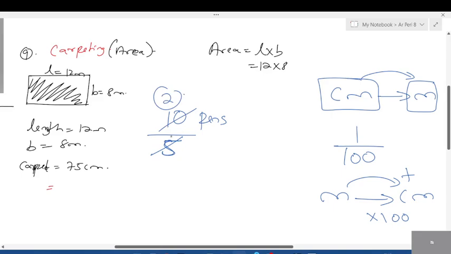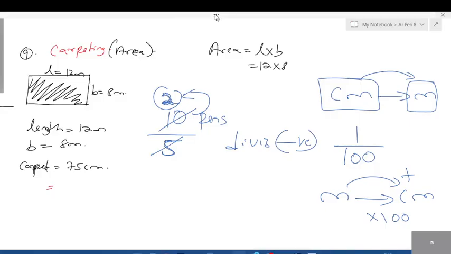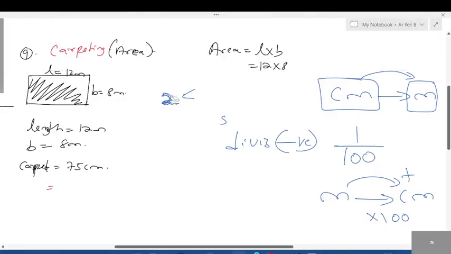So when you're dividing, is the number of pens increasing or decreasing? From 10, the value is decreasing, right? Yes. So remember this: for division, the value will always decrease, negative. For multiplication, the value will increase, positive. Okay. So centimeter to meter, divide it. Meter to centimeter, multiply.